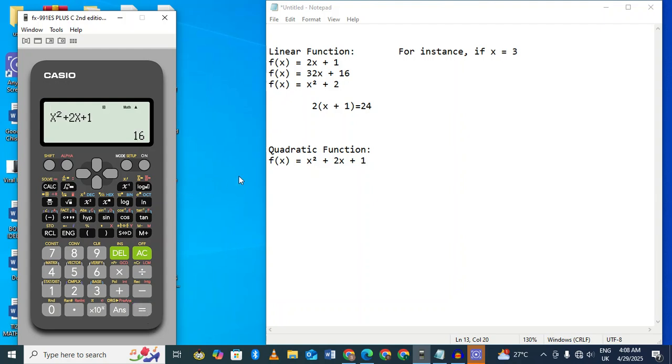So what happened here now? We inserted the value of 3 here. So 3 square will give us 9, plus 2 times 3, which is 6, plus 1. So it is 9 plus 6 plus 1, which gives us a total of 16. So with this, we can see how we can use the FS calculator directly to solve linear functions.